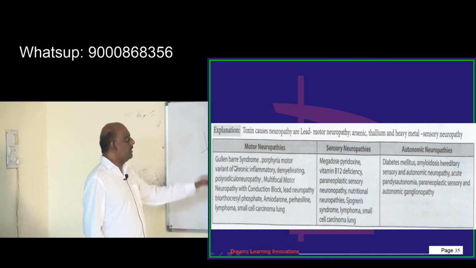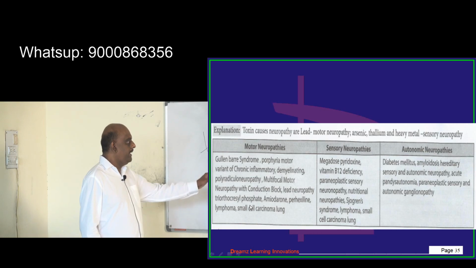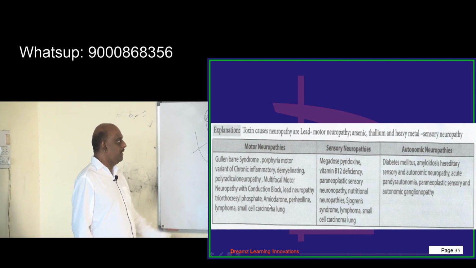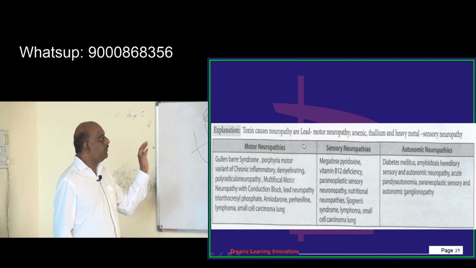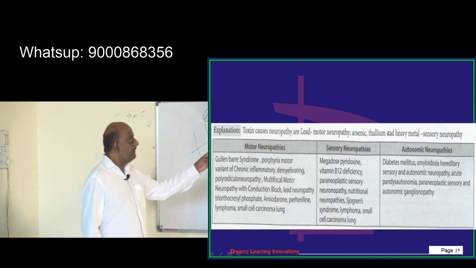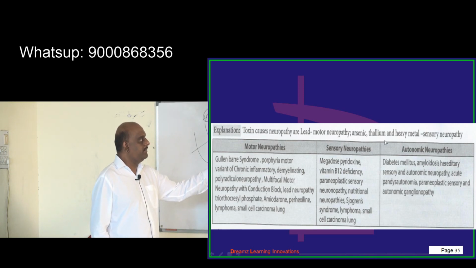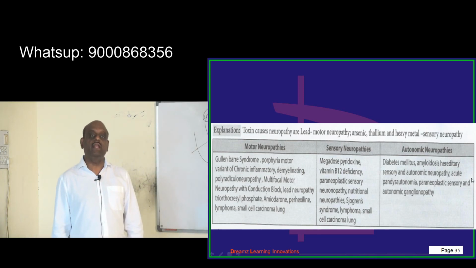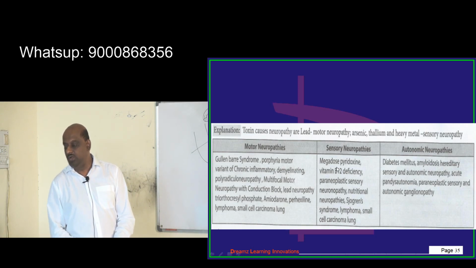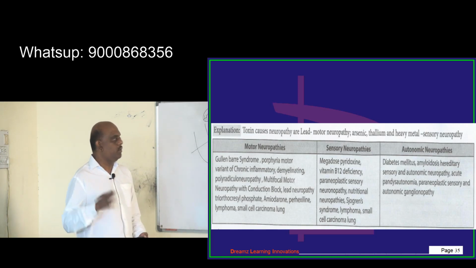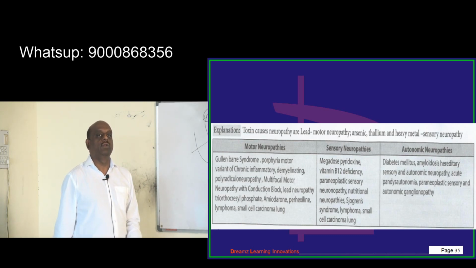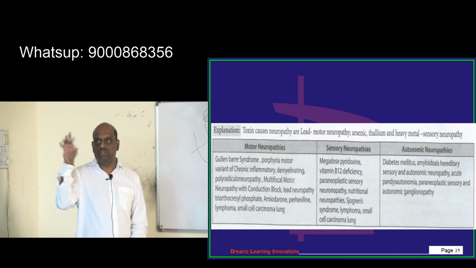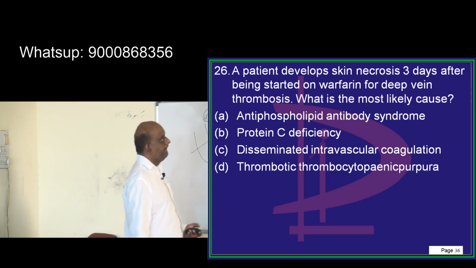So, you should be sure: Guillain-Barré, CIDP, then amiodarone toxicity, lead poisoning, they are all motor neuropathies. Whereas arsenic, thallium, they are all sensory neuropathies. That's what you have to be very sure about. What are the causes of autonomic neuropathy versus pure sensory neuropathy, motor neuropathy? The list of causes you should be very sure.